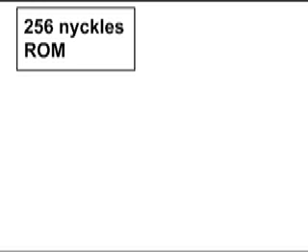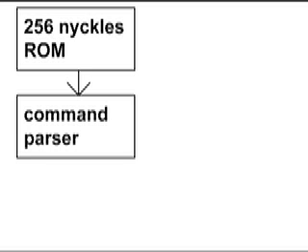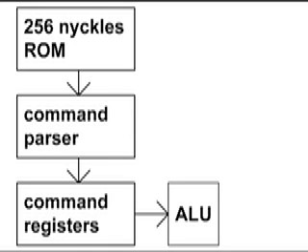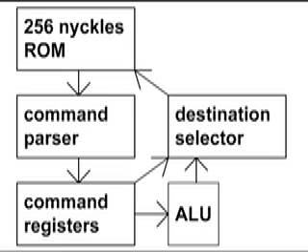The first region contains 256 nickels of ROM. This includes an EEPROM and its address counters, which will be described later. The ROM stores the program for the computer to run. The command parser determines how the current command should be loaded. The current command is stored in the command registers so that it can be executed. The arithmetic logic unit, or ALU, accepts the arguments of the command and performs a set of calculations. The output of these calculations is fed into the destination selector. This set of chips selects a calculation and its appropriate destination based on the current command opcode.